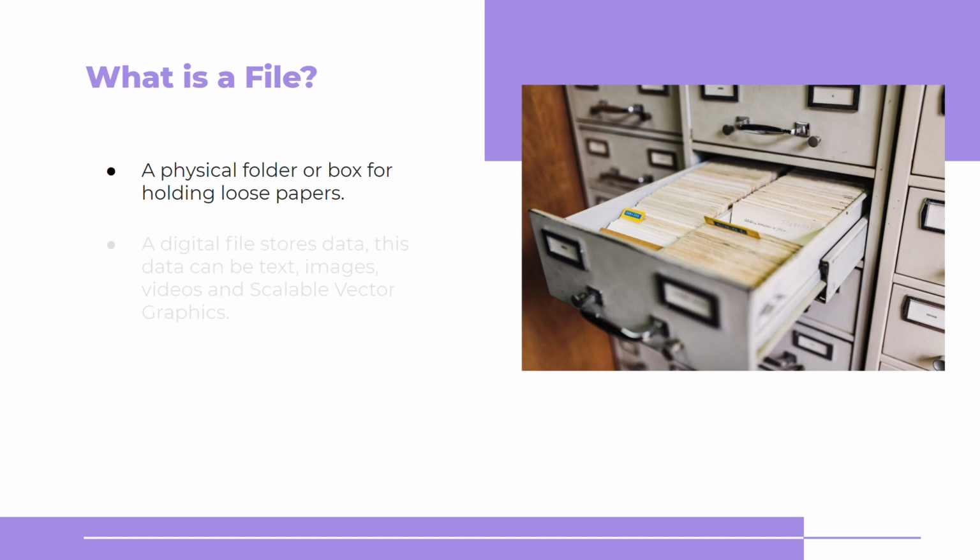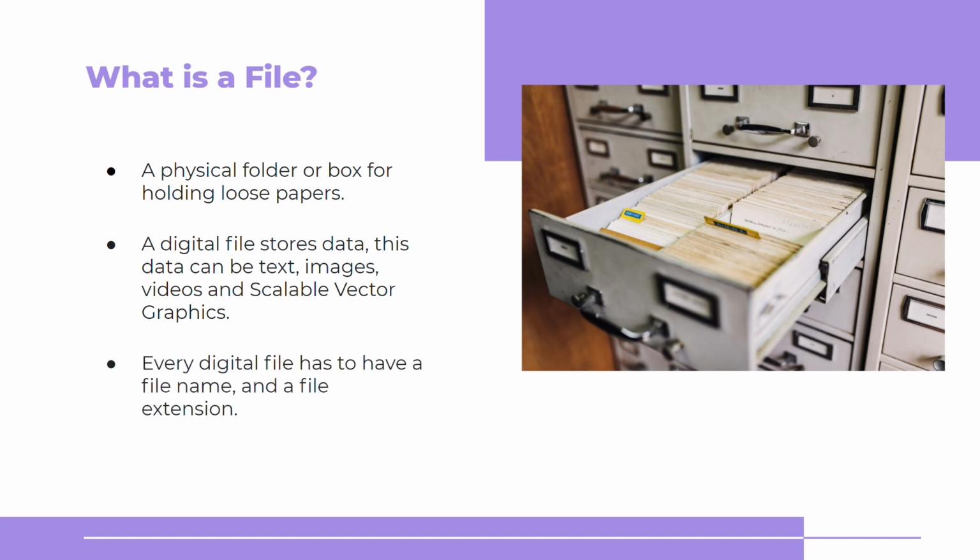When we start talking about computers, we refer to these files as digital files. Similar to physical files, we use digital files to record and keep track of data. Just as words can be written on paper, we can write data in a computer file. Digital files store all kinds of data. We can store text, images, videos, a combination of all of those, and even scalable vector graphics. When we are dealing with digital files, we have to name them, and in addition to that, we have to declare a file extension.